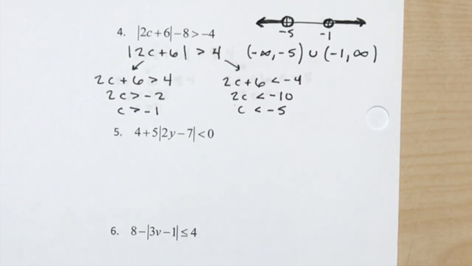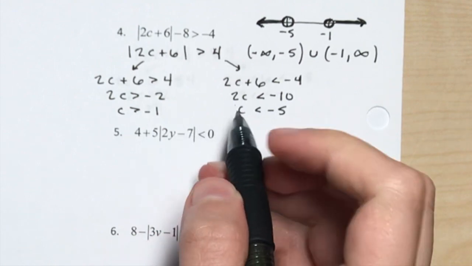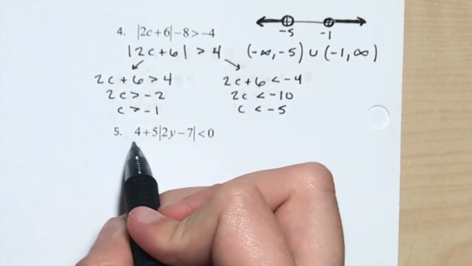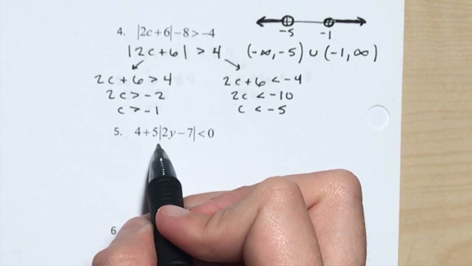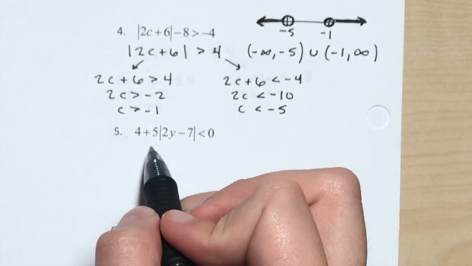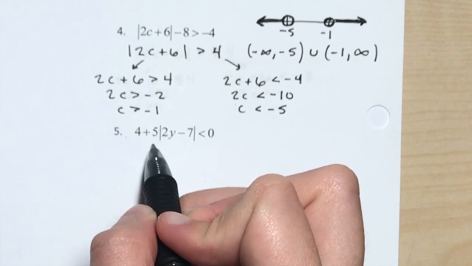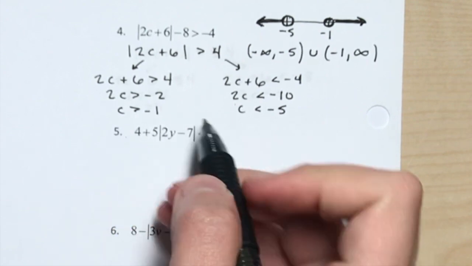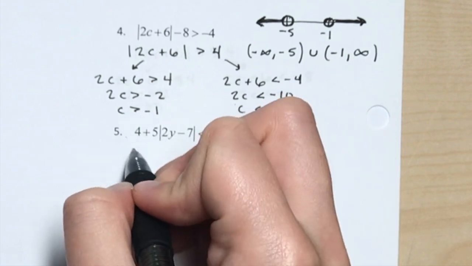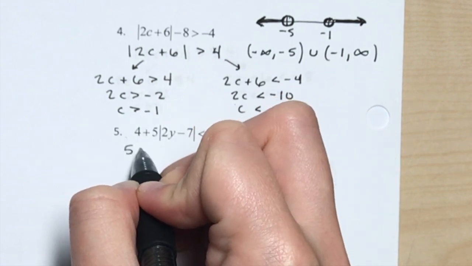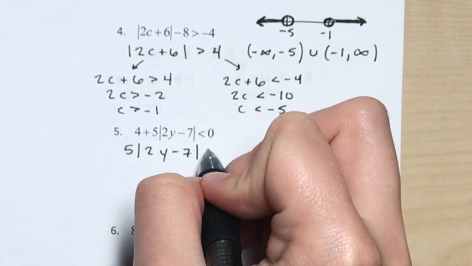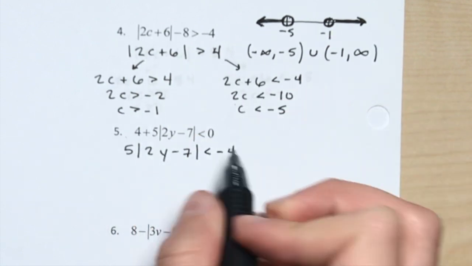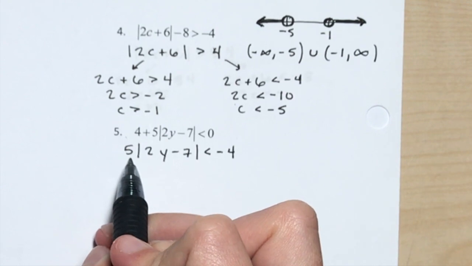All right, let's do the next one, number 5. Let's isolate the absolute value. Can I add these together, 4 and 5? I cannot add them together. I need to subtract over to the other side first. So we've got 5 times the absolute value of xy minus 7, less than negative 4, and I divide by 5.